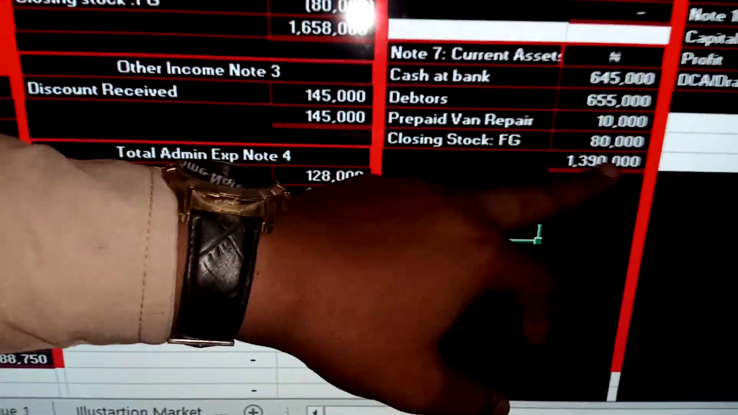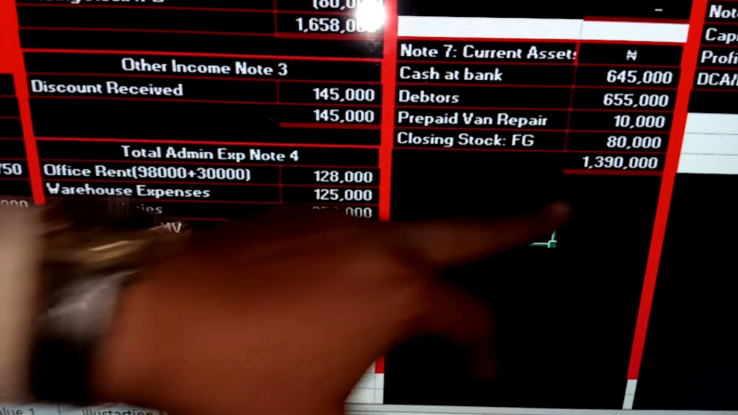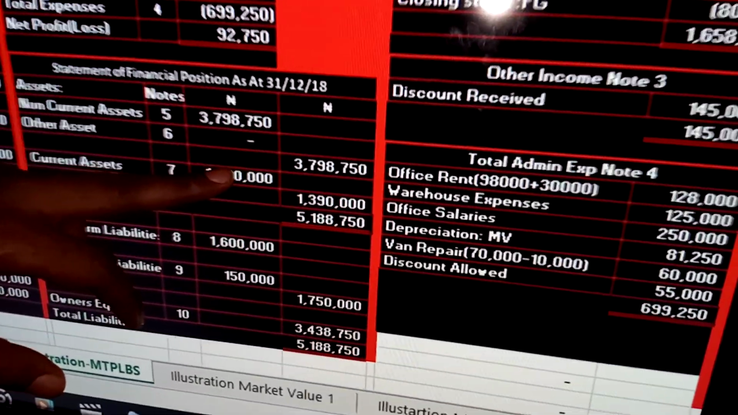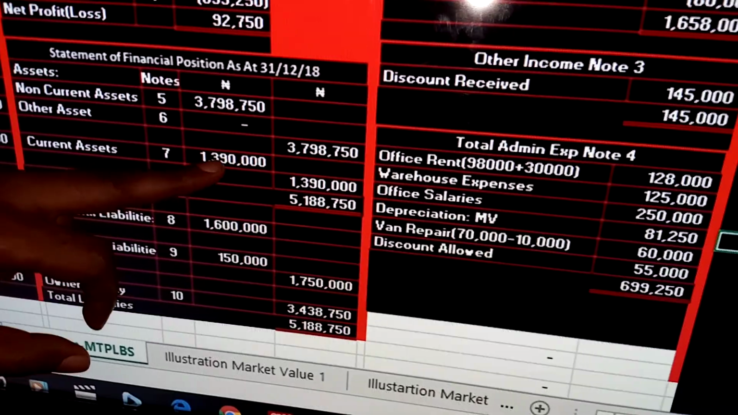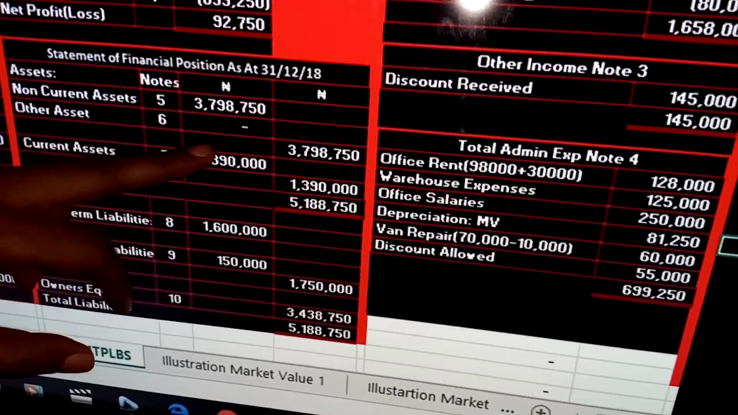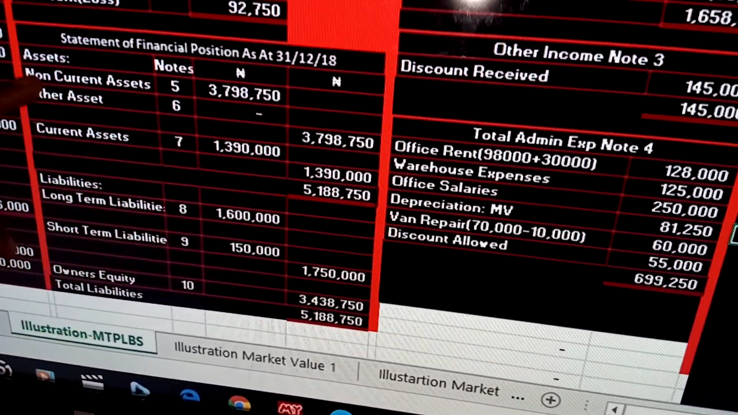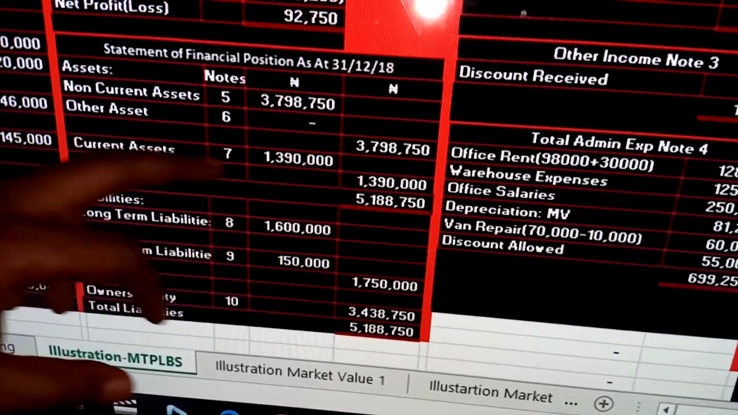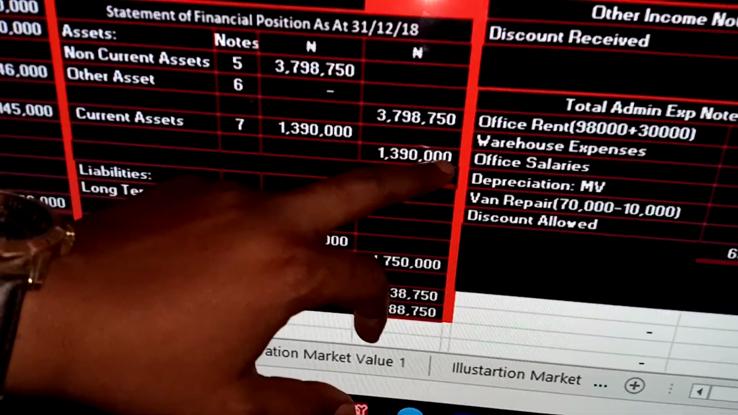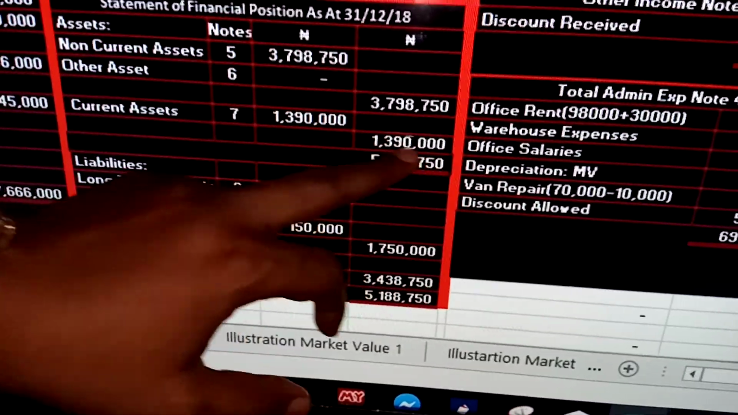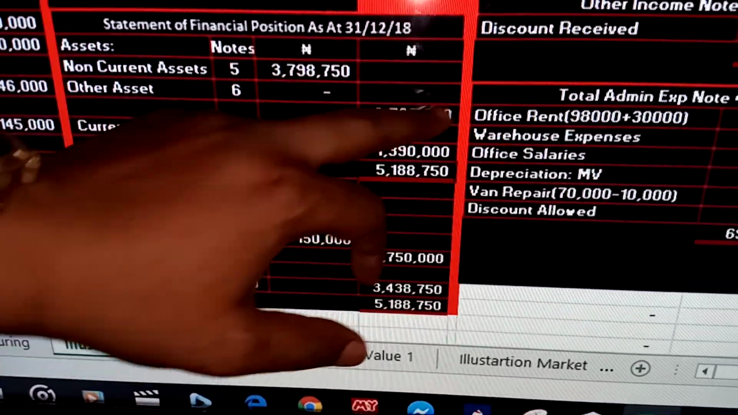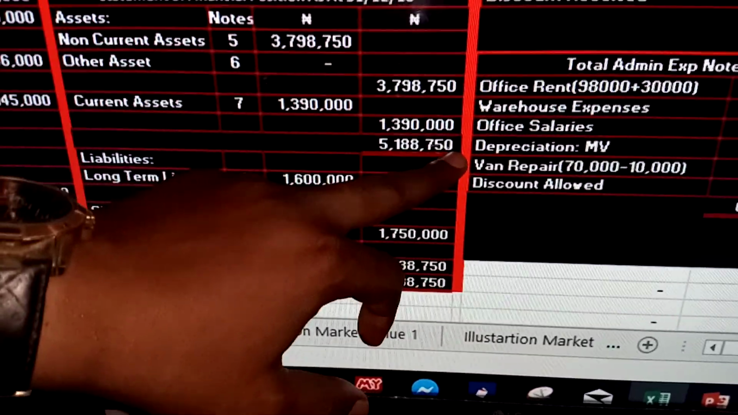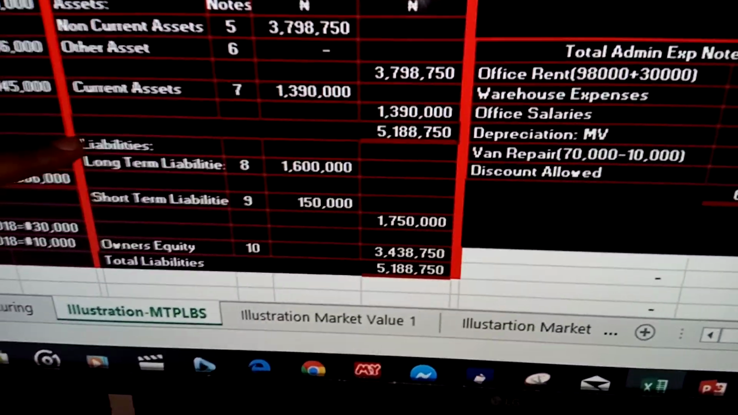When you add all together, 1,390,000. That's what you have here. Current asset, 1,390,000. So when you add 5, 6, and 7, or better say, if you add 5 and 6, you have 3,798,750. You bring 7 down here, 1,390,000. When you add 1,390 to what? 3,798,750. You have 5,188,750. That's your total what? Asset. So the next one, let's go liabilities.